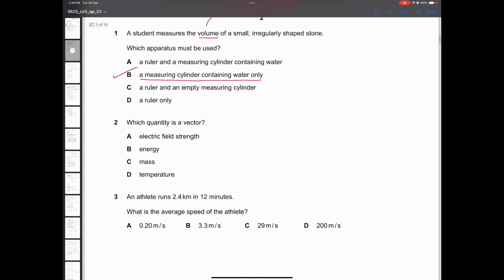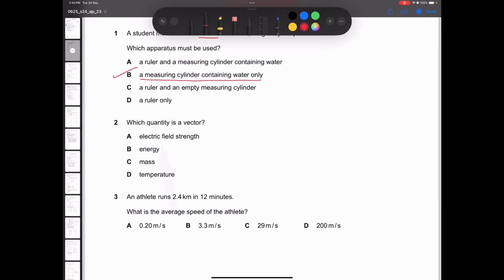Which quantity is a vector quantity? We know that energy is scalar, mass is a scalar quantity, temperature also is a scalar quantity. So, electric field strength will be the vector quantity.